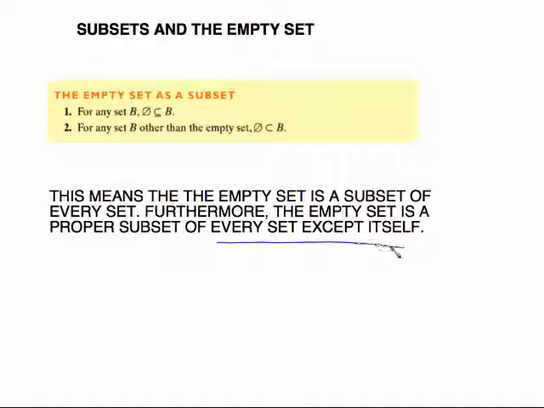What that's talking about is this. If I gave you a true-false question and said the empty set is a proper subset of the empty set, you would have to say false.